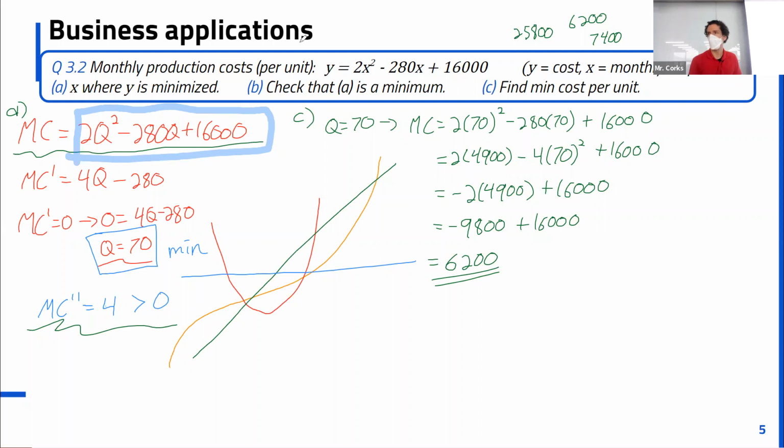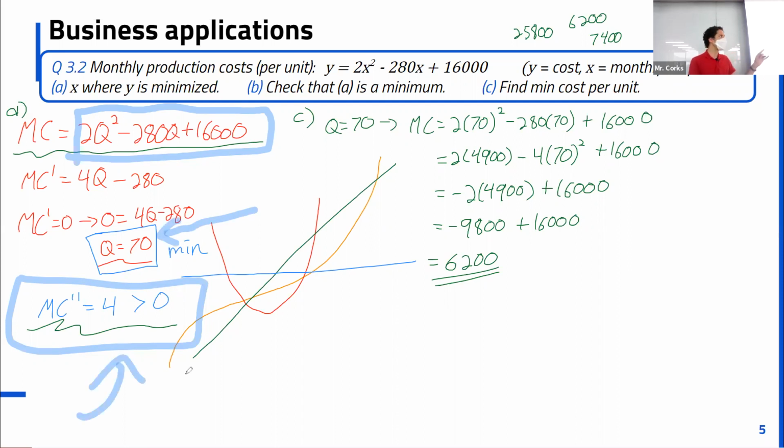Okay, any other questions? We did B here. Because we found the turning points, we found the minimum, and then we used this second derivative of marginal cost, like third derivative of total cost, to verify that it was a minimum. Any other questions?